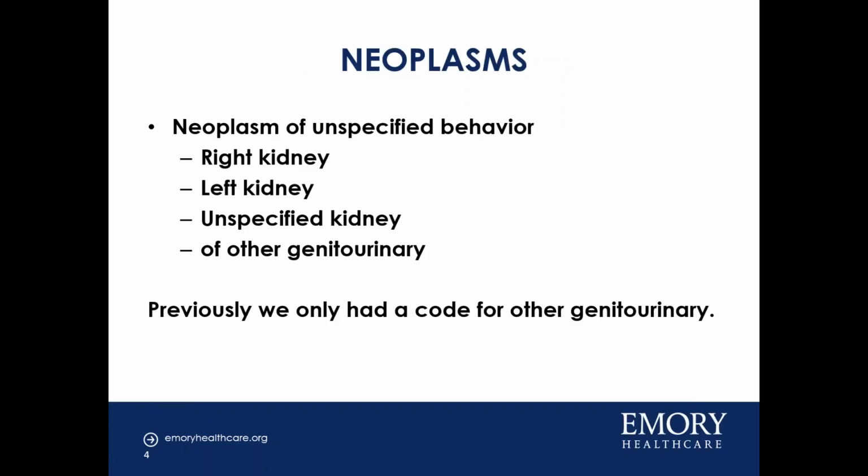New codes include neoplasms. We used to just have genitourinary neoplasms of unspecified behavior. They've added the right kidney and left kidney, and of course we want to stay away from the unspecified kidney.